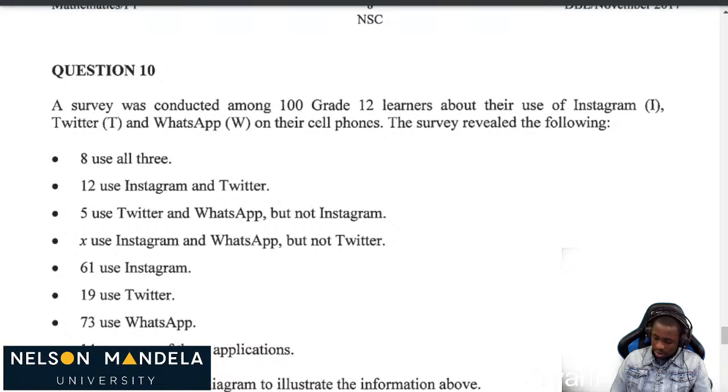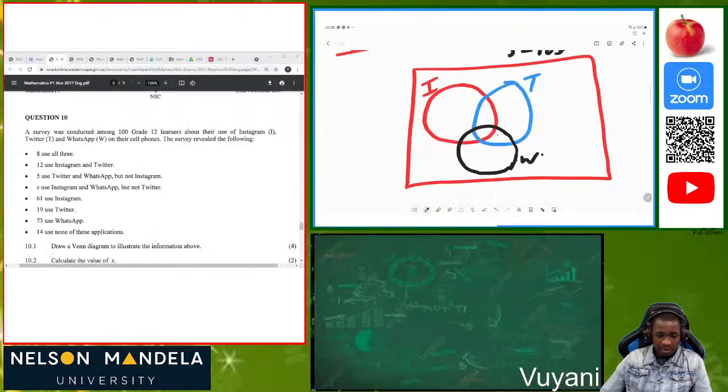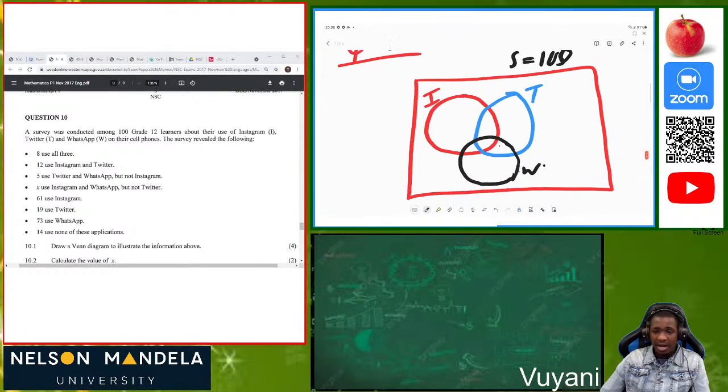Oh my word. We say that the symbol it has 100. Symbol is 100. All right. So how many students love everything? Okay, that's my Venn diagram. I for Instagram, T for Twitter, W for WhatsApp.